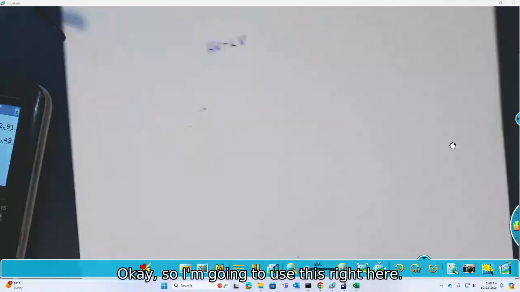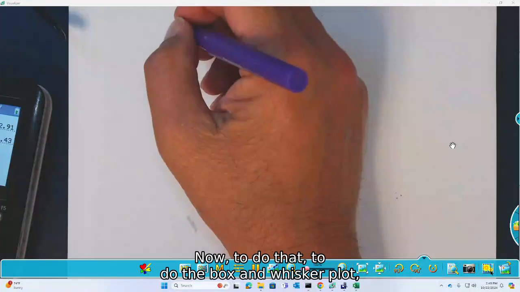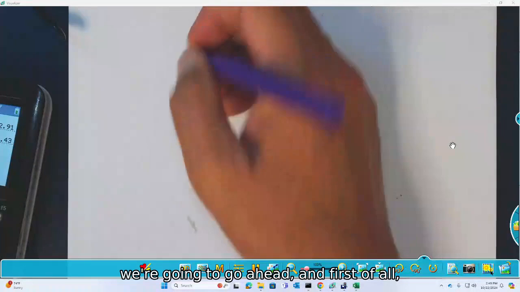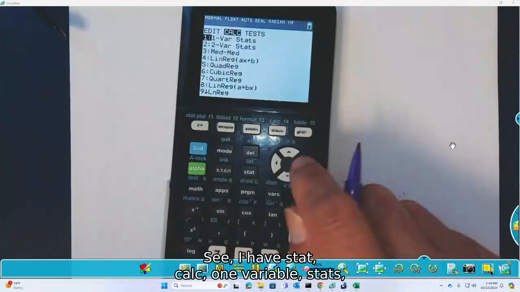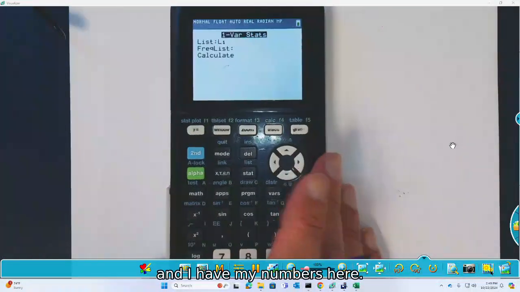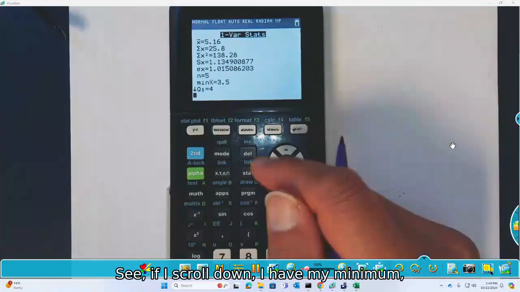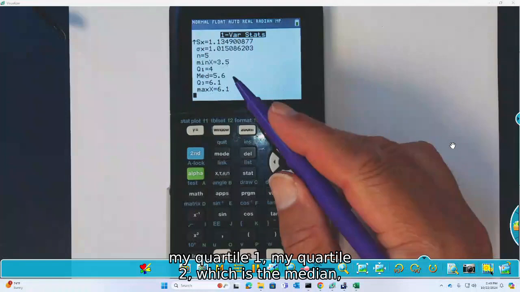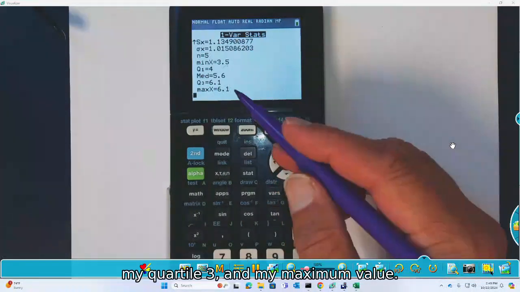Okay, so I'm going to use this right here. Now, to do the box and whisker plot, first of all, notice that my numbers are already here. See, I have Stat, Calc, One Variable Stats, and I have my numbers here. If I scroll down, I have my minimum, my quartile 1, my quartile 2, which is the median, my quartile 3, and my maximum value.